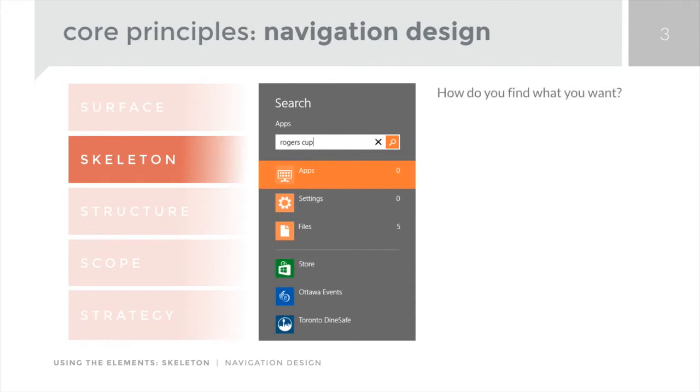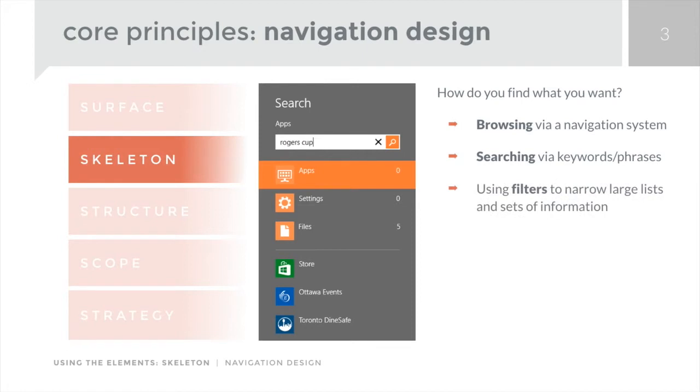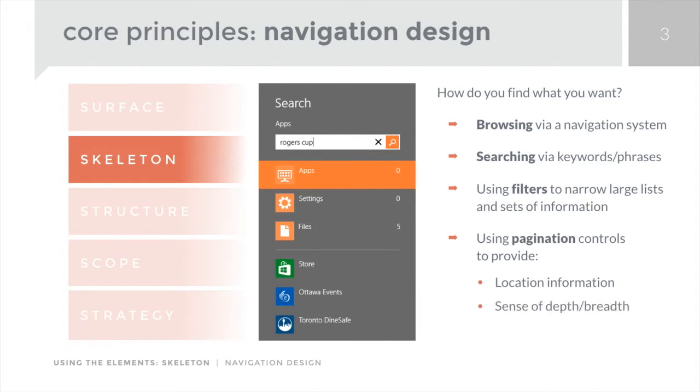And you do that in a number of ways. You're either browsing using a navigation system, you're searching using keywords or phrases, you're using filters to narrow large lists or large sets of information, or you're using some sort of pagination control, which gives you location information, it gives you a sense of depth, it tells you how potentially large this place you're in might be, and it gives you the ability to move around within a large information set.